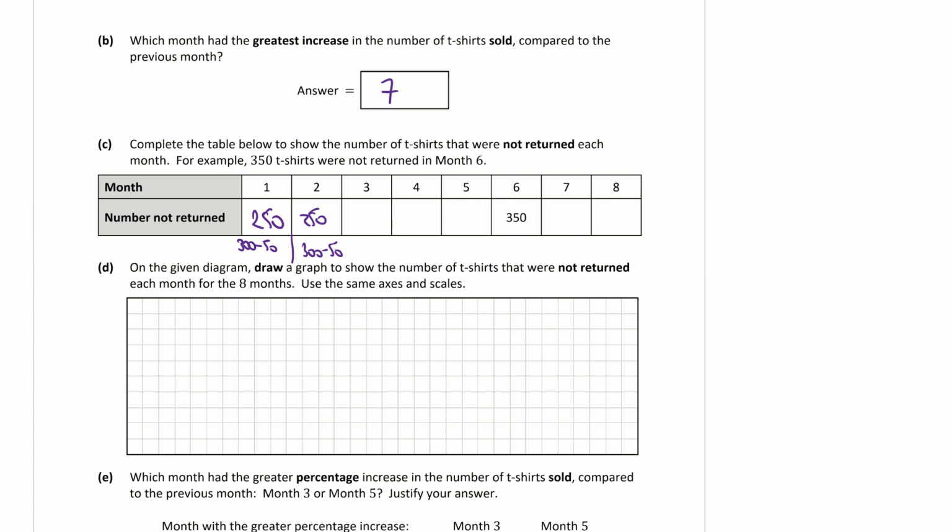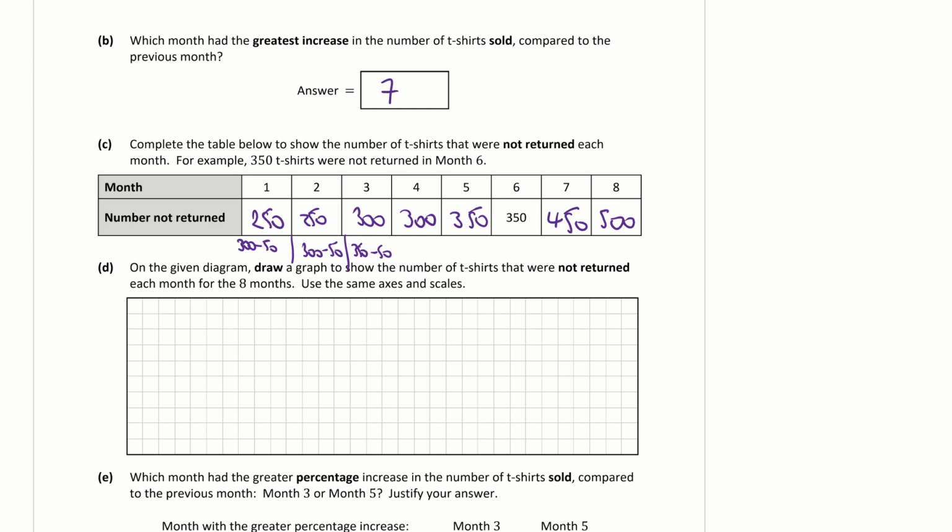And I'll just do the third one here. It's reading off the graph, it's 350 minus 50, so 300. And I'll just fill in the rest of them here. Hopefully you can figure them out by reading it off the table yourself. Okay, so you're just taking away the two figures.